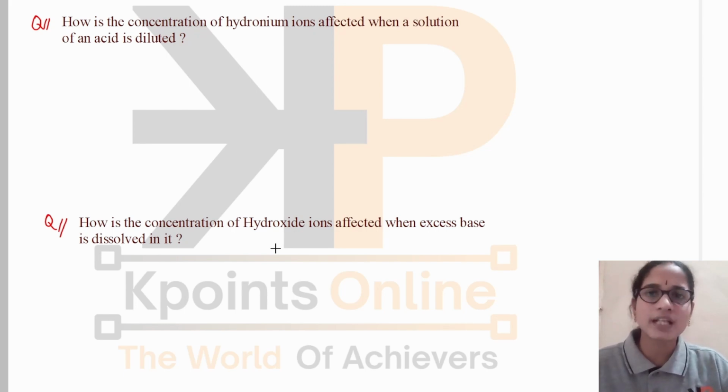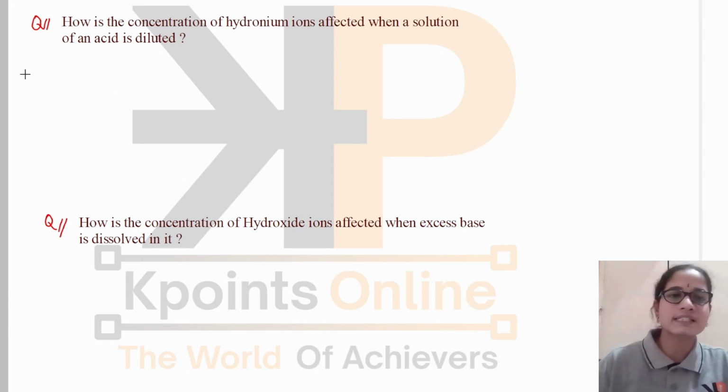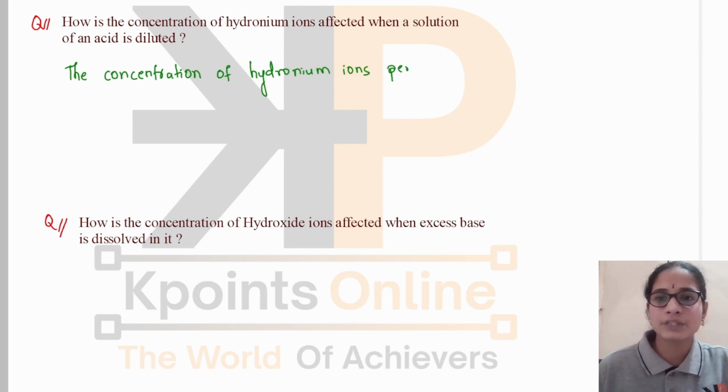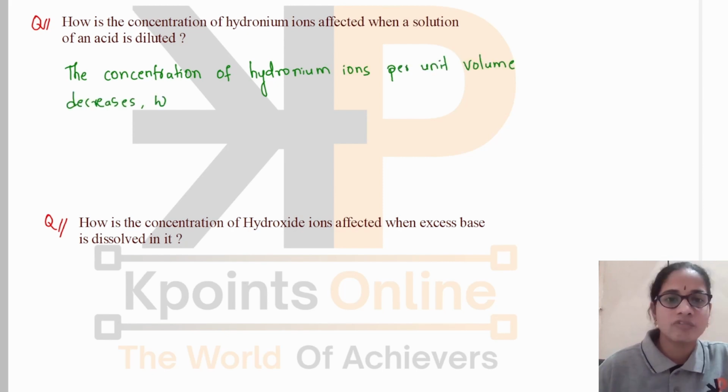What happens there? When the acid solution is diluted, it will cause a decrease in the concentration of hydronium ions per unit volume. So your answer is, this is a very important concept you should remember. You will come across the concentration terms in detail in your higher classes also. The concentration of hydronium ions per unit volume decreases when the solution of an acid is diluted.